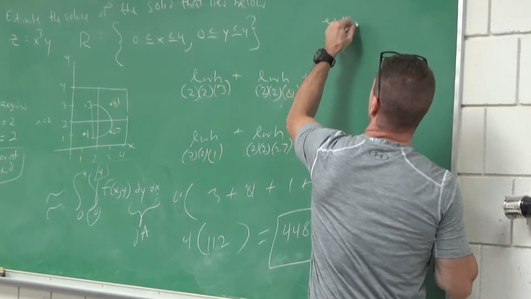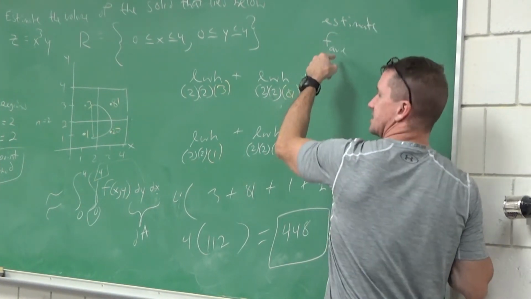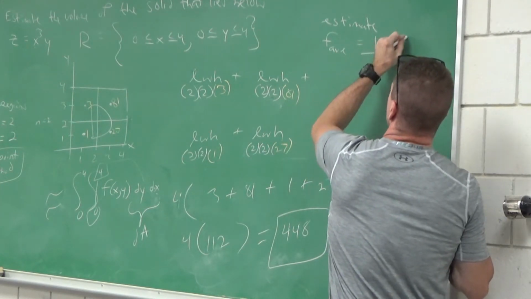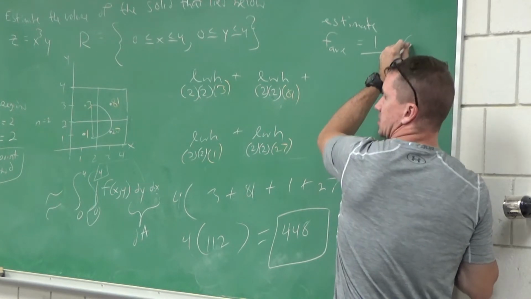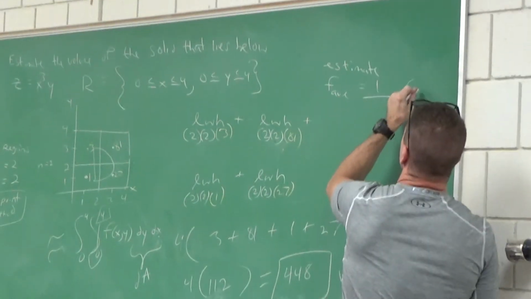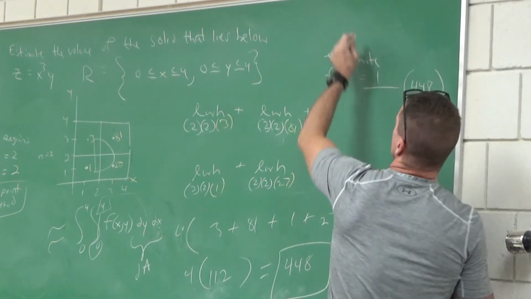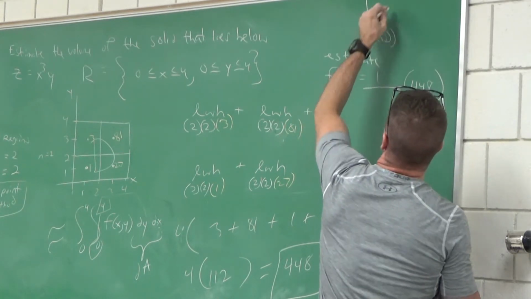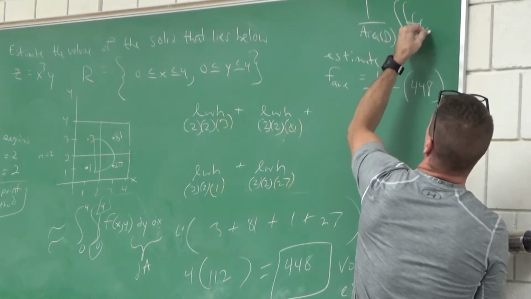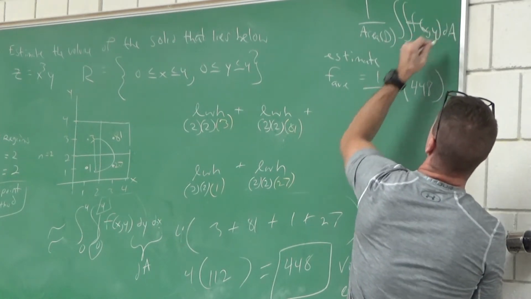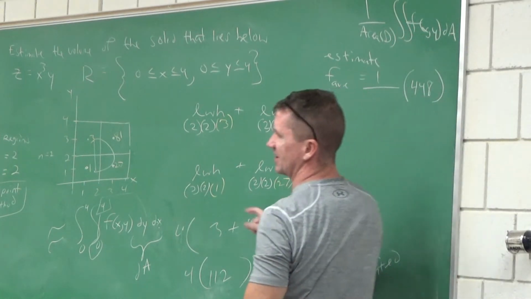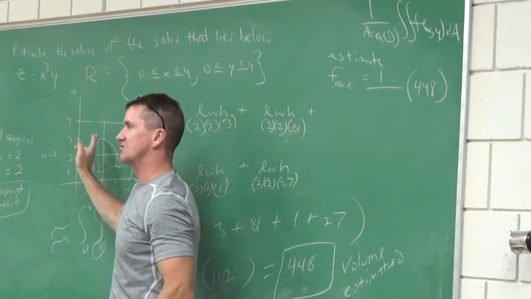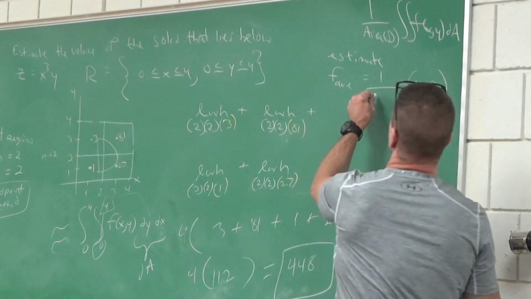Divided by 4. Yeah, so all I'd have to do is take this average value, 1 over the area of D, and multiply the double integral, which came out to be what? 448, right? 1 over area D times the double integral of the function of x and y dA. So 1 over, what's that area though, of this whole region? 16. 4 times 4, it's a square. There you go.